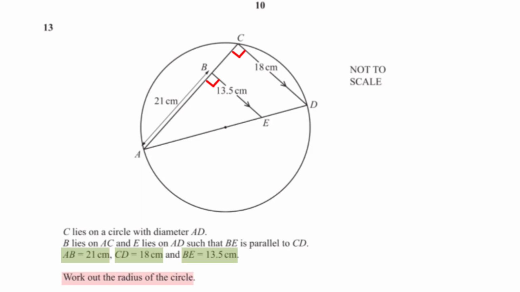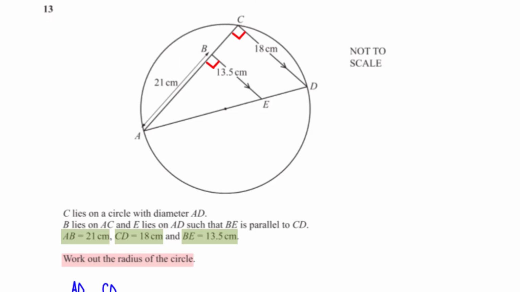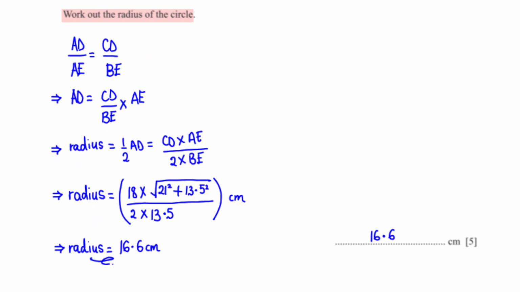So from the diagram, we can see that we have two similar triangles, triangle ABE and triangle ACD. So first, let's find the length of AD, which is the diameter of the circle. Then from there, we can find the radius of the circle. So by setting up our equation for the lengths of the similar triangles, we have AD over AE equals CD over BE. And so when we make AD the subject, we now have CD over BE times AE. We are interested in finding the radius of the circle, and that is equal to half of AD.